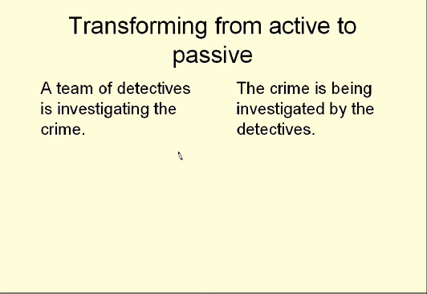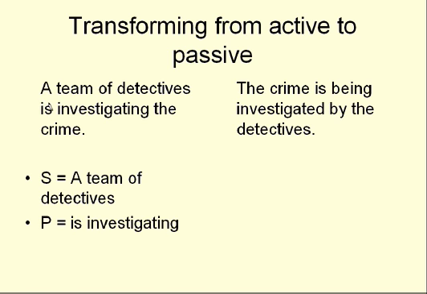So, transforming from active to passive, what happens? Let's look at these examples. A team of detectives is investigating the crime. The crime is being investigated by the detectives. So here you have the subject, a team of detectives. The predicator is investigating here. And the crime is the direct object.